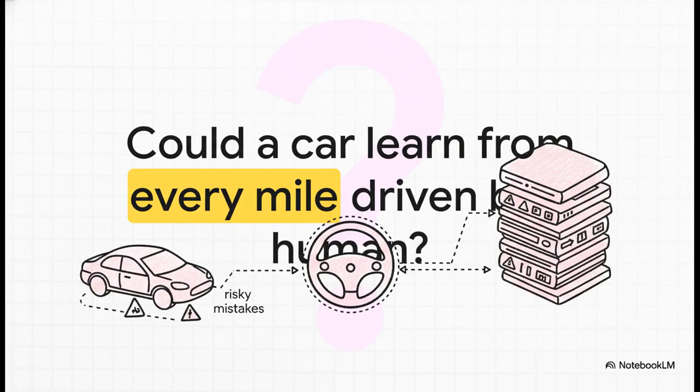So let's kick this off with a pretty big question. Imagine a self-driving car. What if, instead of having to learn by making scary, potentially dangerous mistakes on the road, it could just tap into a massive library of every single turn, every merge, every sudden stop ever made by millions of human drivers? That, right there, is the core promise of offline RL.